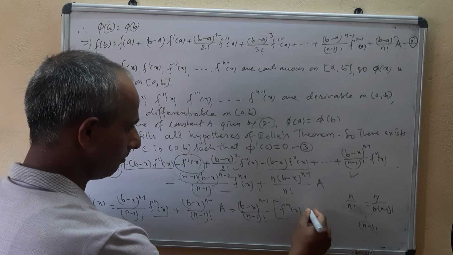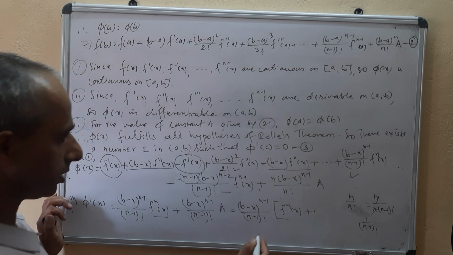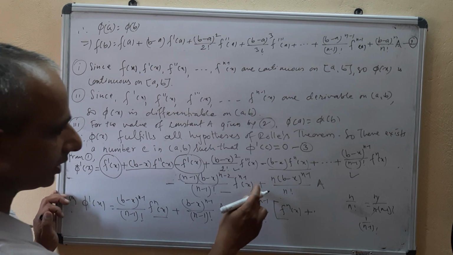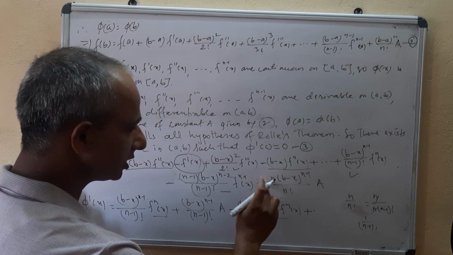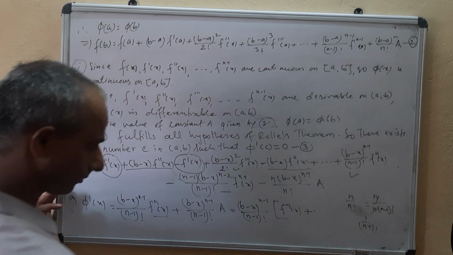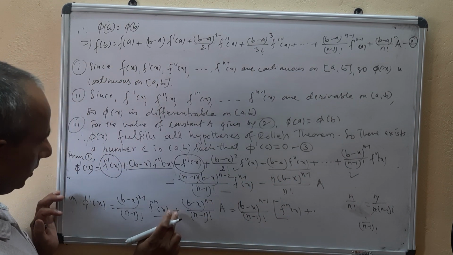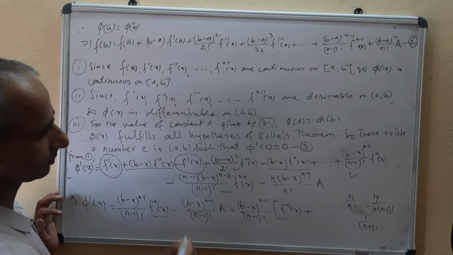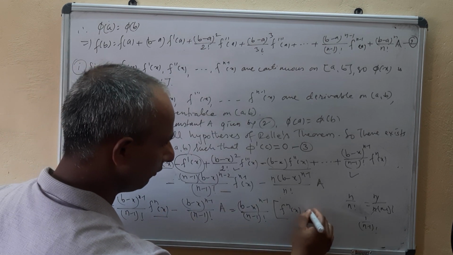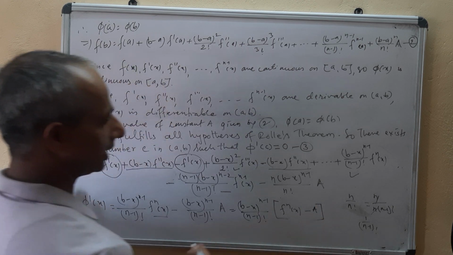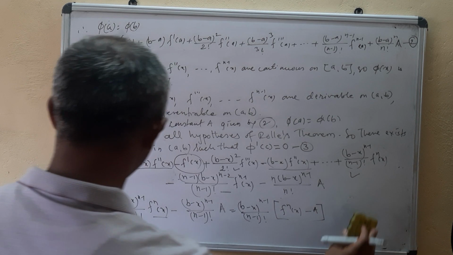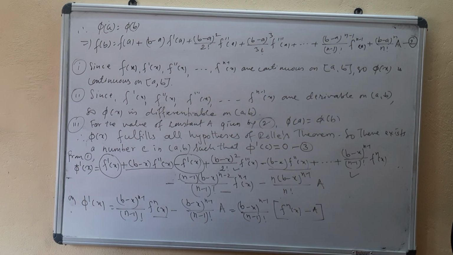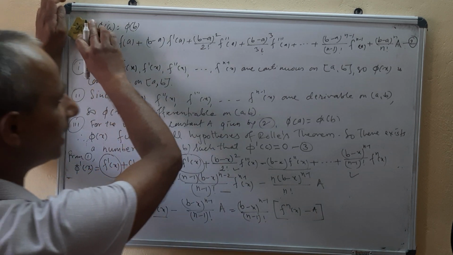x plus, sorry, here I did one mistake. I did differentiation of b minus x, means here will come sign minus, okay, sorry for that. Will be minus, fn x minus a. Okay, then we found phi dash of x. Then what is the phi dash of c then? Now we'll use that.